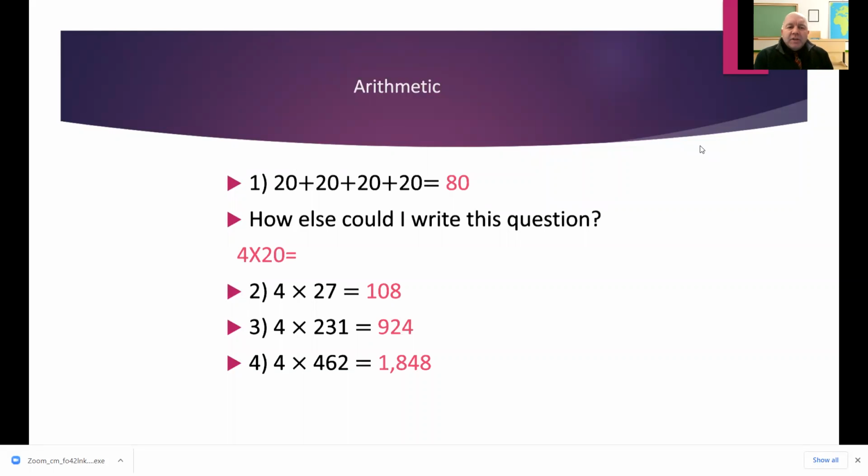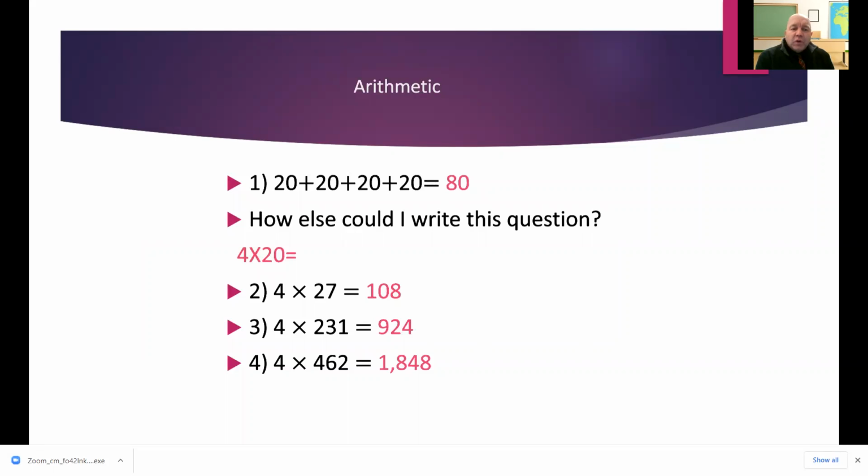Okay, here are your answers. 20 plus 20 plus 20 plus 20 is 80. And we have got 4 lots of 20. So another way to write that question would be to write 4 times 20, which is the same as 4 lots of 20. Because if you remember from earlier in the week, we identified that multiplication is simply repeat addition.